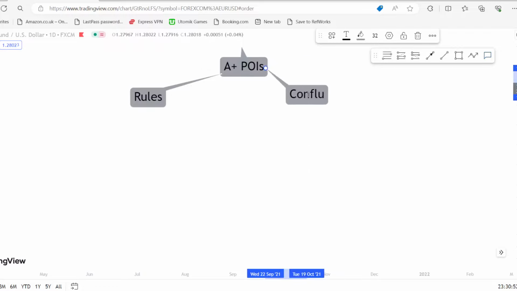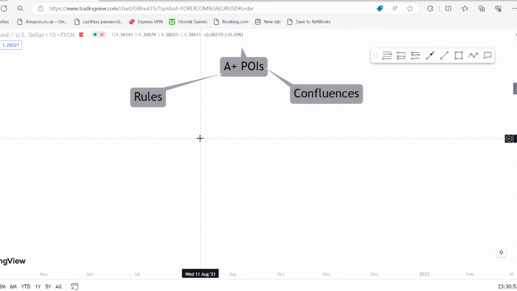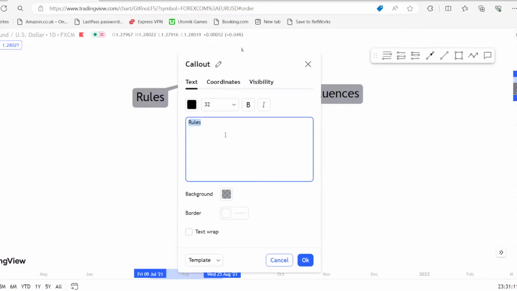Right. So there is a very, very big difference between these two when it comes to rules and confluences. Rules are three things. We're going to be discussing three things that have to be there regardless of which market or time frame you are looking at. It's very important to understand that these things must always exist. And the three rules to a POI are quite simply: the POI must break something. It has to break either a supply or demand zone, it has to break internal structure, or it has to break structure as a whole. It must break something. So we need to see a break of structure, or a BOS for short.